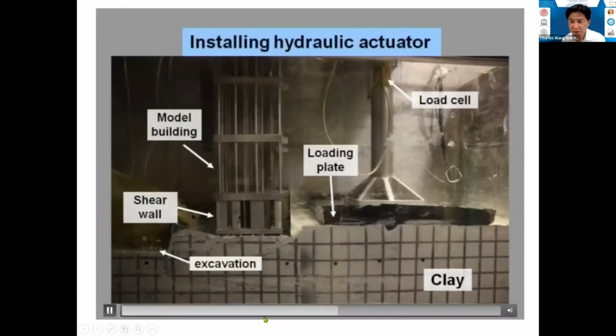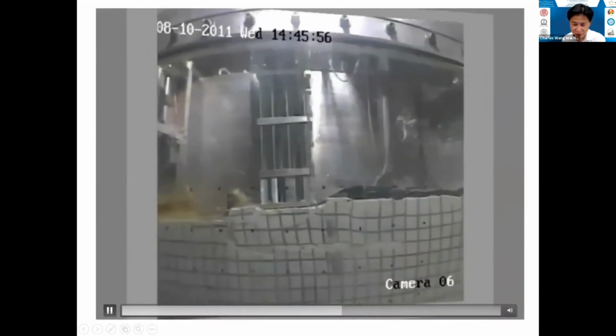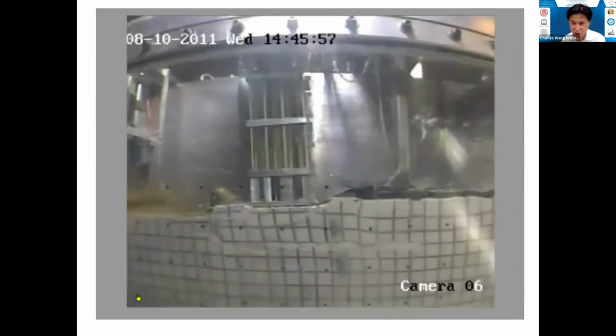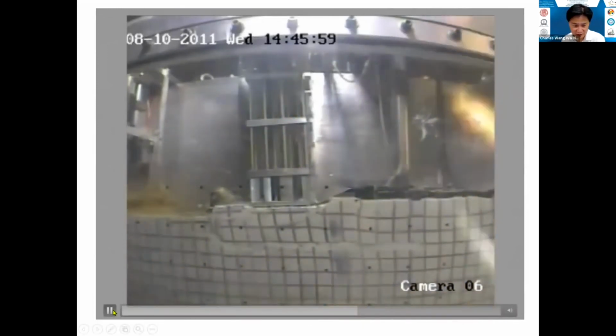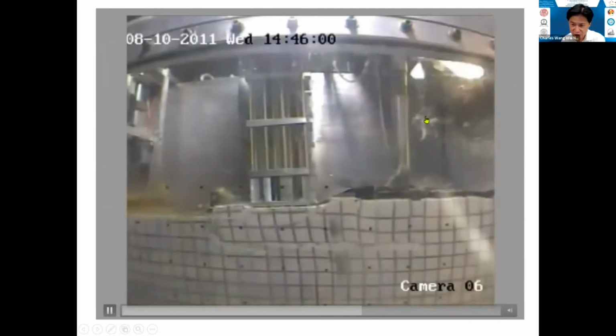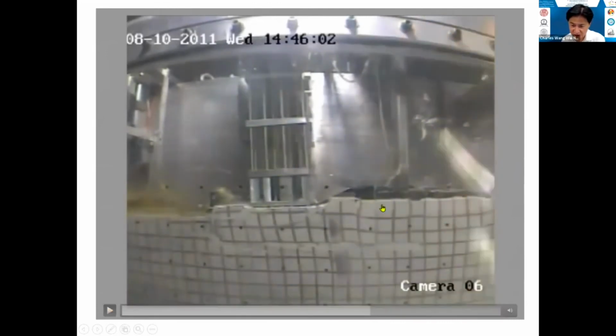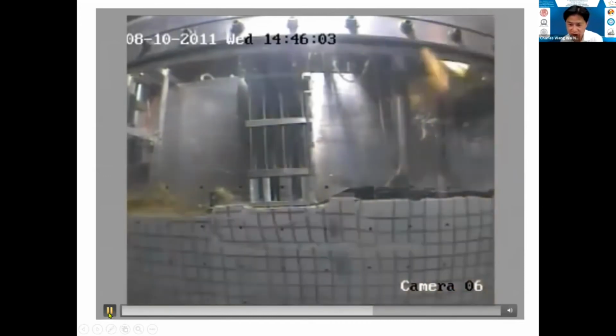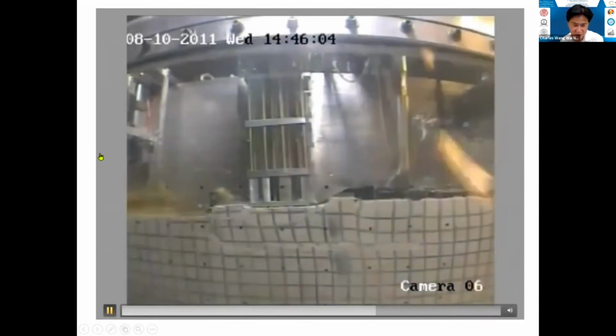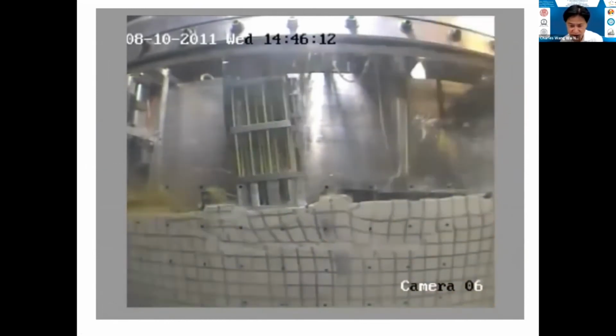Okay, and now this is a video taken during one of the tests. Let me stop here for the time being. We use a hydraulic actuator to simulate the filling of the surcharge on the right, and also excavation on the left. We're using a heavy fluid, which is equivalent to the density of the soil. This is the last stage of the test, if you like. You can see the building is moving and then collapse.